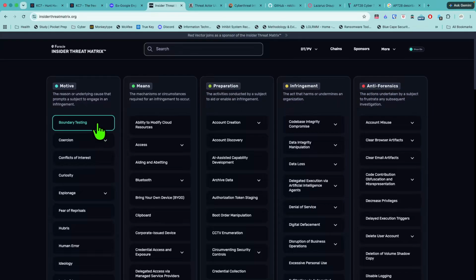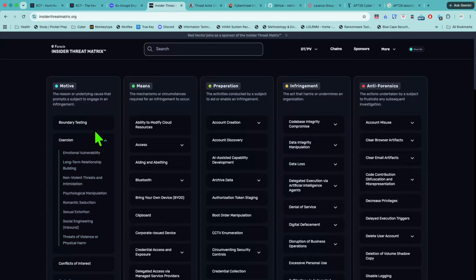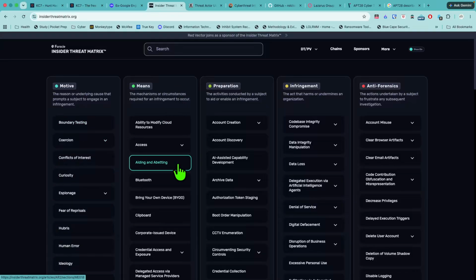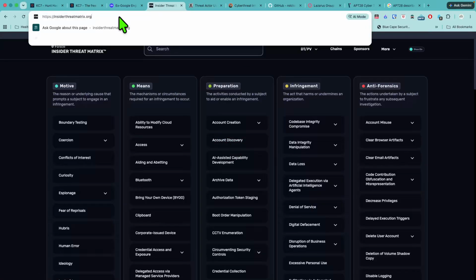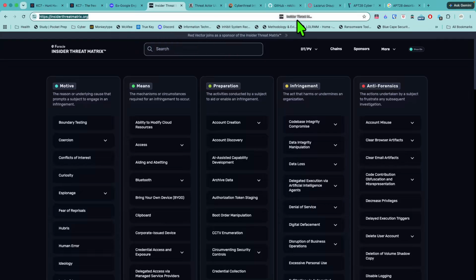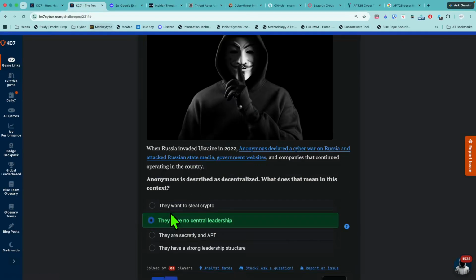And if we click on these, we'll learn more about them. So I highly recommend this. It has a lot of really helpful information to help you better understand insider threats, such as motives, means, preparation, infringements, and anti-forensics. There we go. Awesome. I'm going to bookmark this. Insiderthreatmatrix.org is the URL. And you can see here. Booyah. Nice. All right. Next.